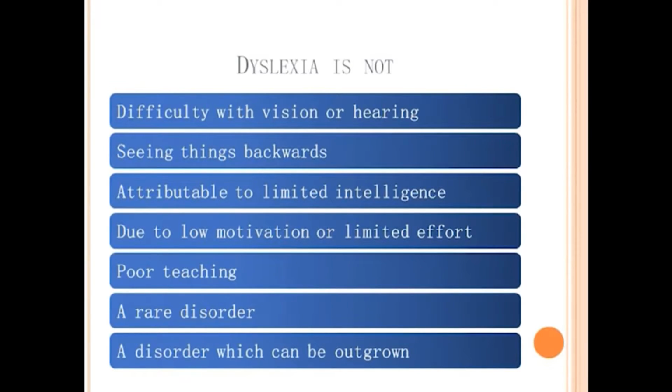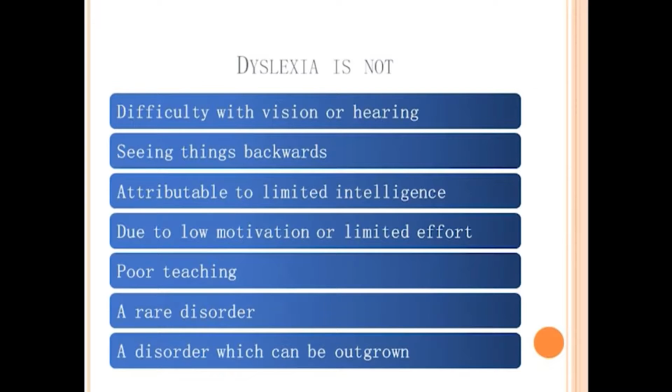Dyslexia is certainly not due to poor teaching. Teachers who teach children with dyslexia are not the reason for their difficulty in reading. Dyslexia is not a rare disorder. Estimates range anywhere from 1 in 20 to 1 in 10 to as many as 1 in 5 children having this difficulty.